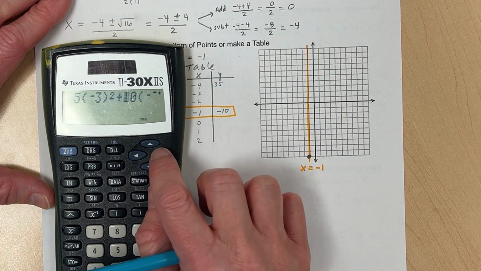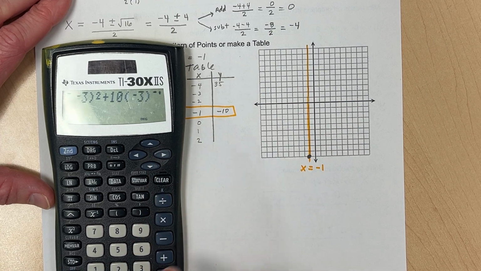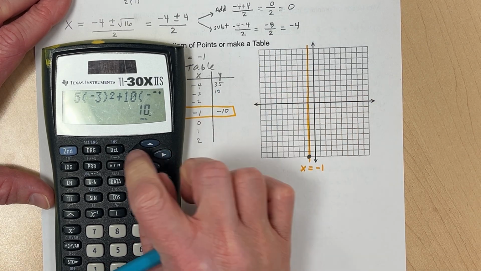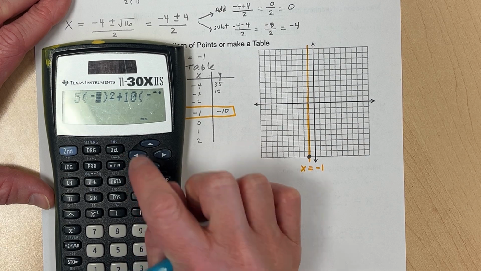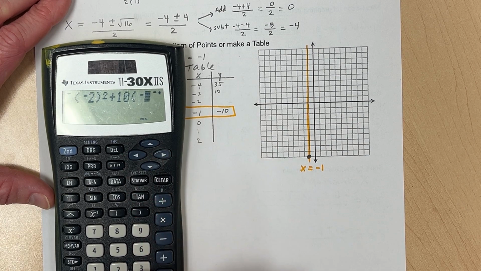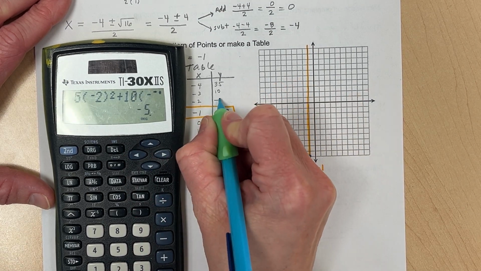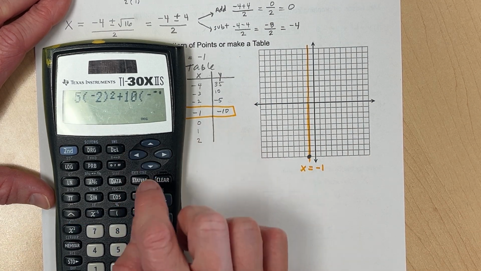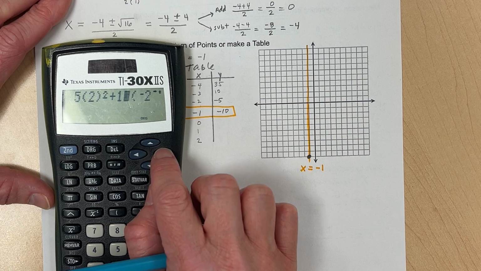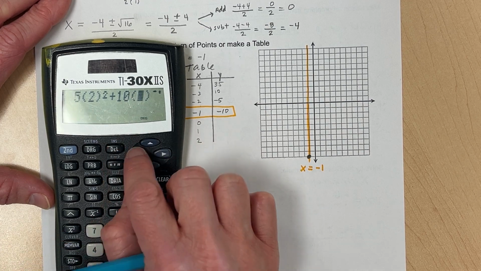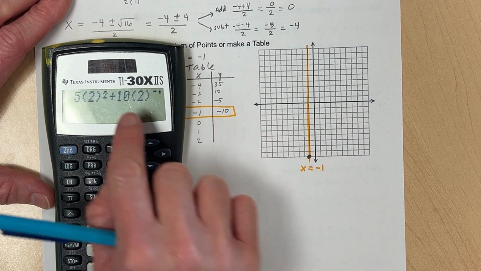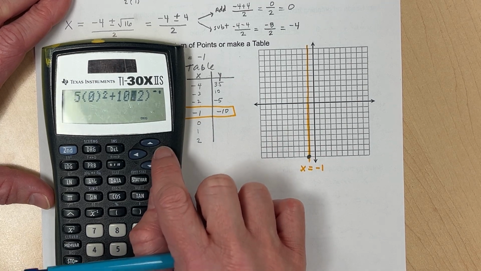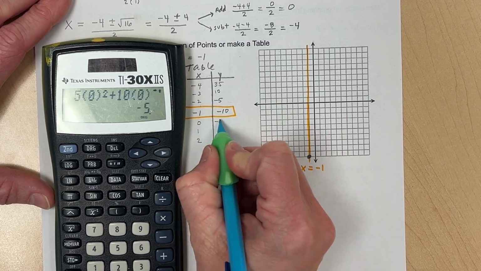Plug in negative 3. This is 10. Plug in negative 2. I get negative 5. I already did negative 1, so now I'm going to delete my negatives. So delete that one, and now change these 2's to be 0. I'm plugging in the number 0 next. That should be negative 5.